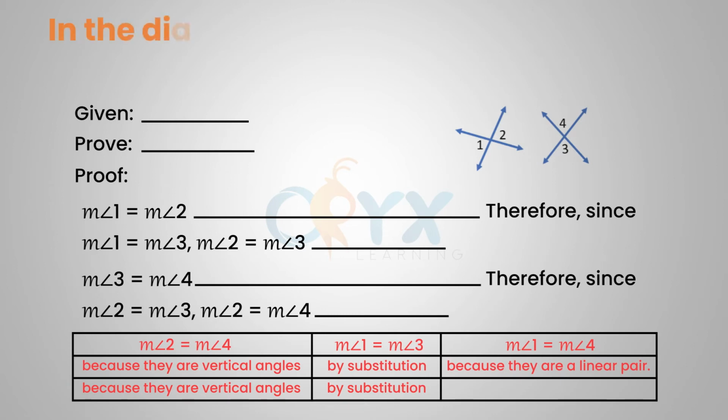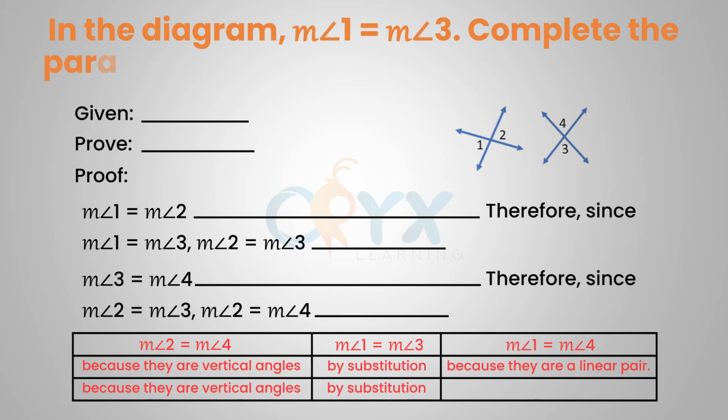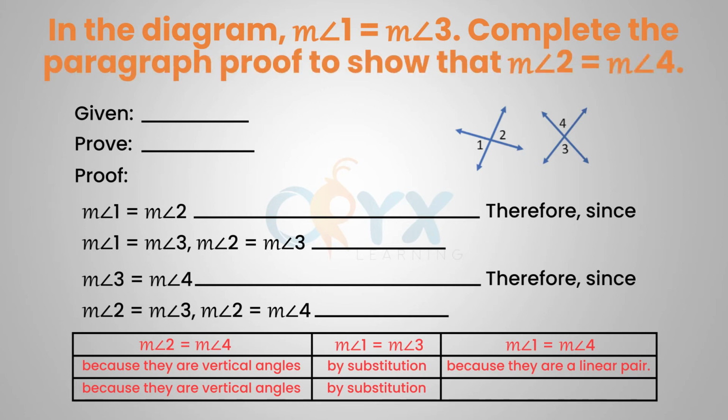In the diagram, the measure of angle 1 equals the measure of angle 3. Complete the paragraph proof to show that the measure of angle 2 equals the measure of angle 4. So we are given that the measure of angle 1 equals the measure of angle 3. And they ask us to prove that the measure of angle 2 equals the measure of angle 4.